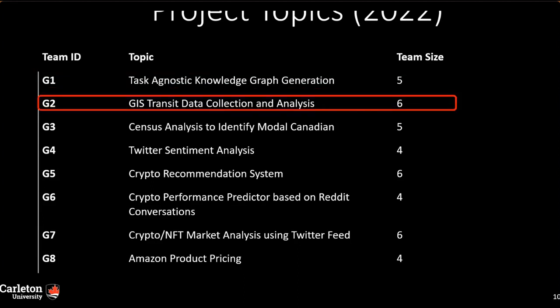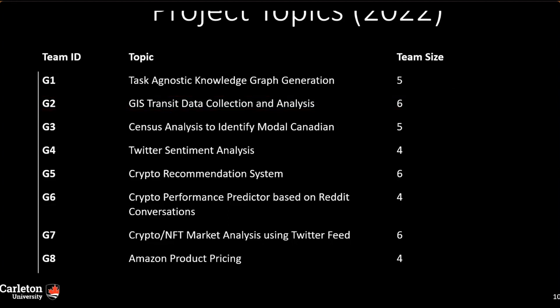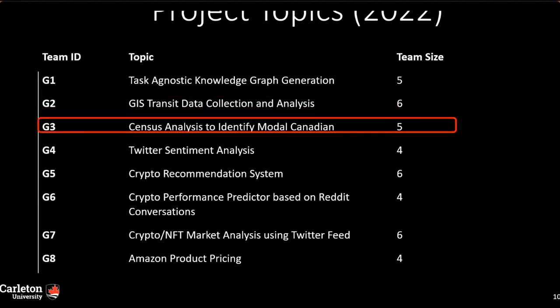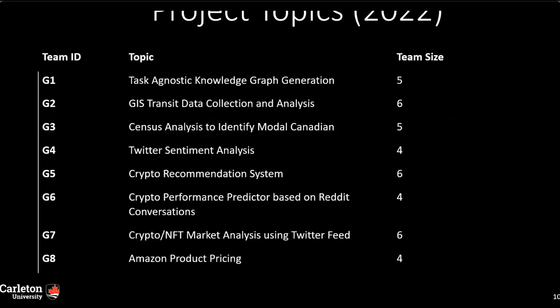The second example is a GIS transit data collection and analysis, and the students in this project got to practice transit analysis, statistical methods, geographical information systems. We also have census analysis to identify model Canadian, and again the students got to practice census statistical methods applied to a specific problem. We had other projects covering sentiment analysis, cryptocurrencies, and different statistical and data science methods.